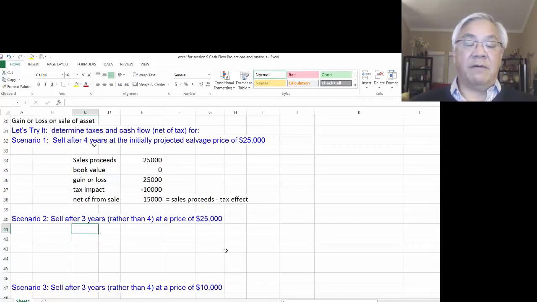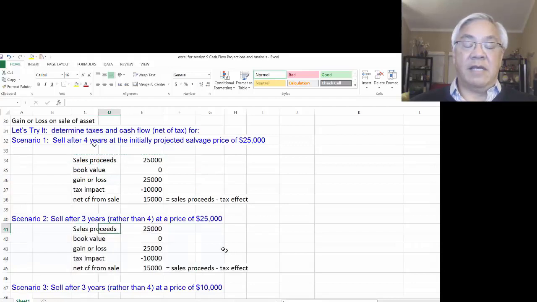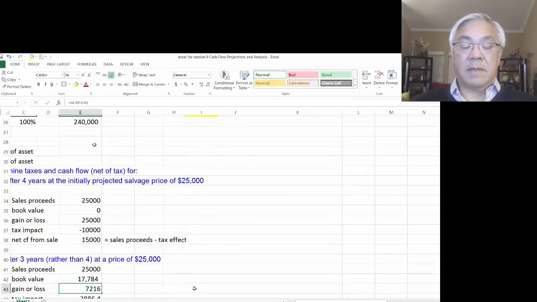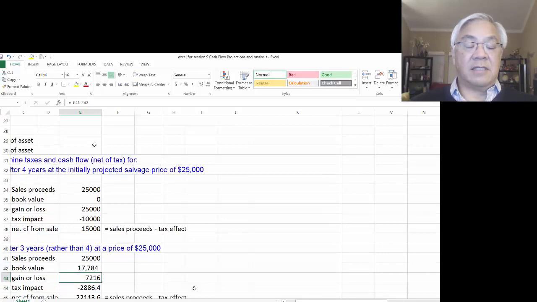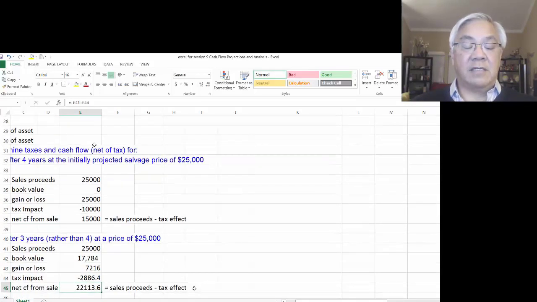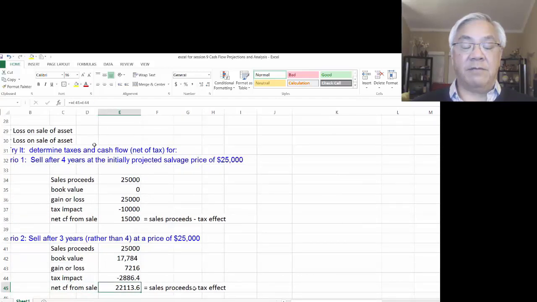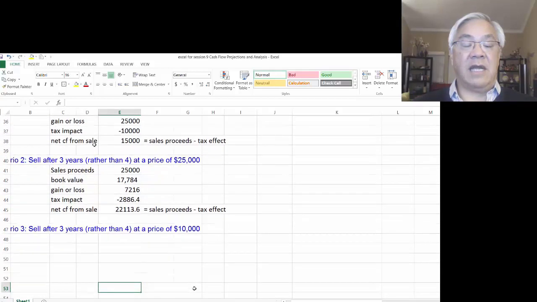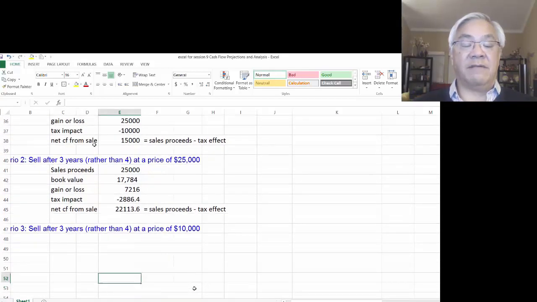Here we'll use the same approach. So the sales proceeds are still 25, but now we have a different book value. The gain or loss is still a gain of 7,000. The tax impact is 40%. So the net after-tax cash flow is 25,000 minus the taxes, and that comes to 22,113. And last, we sell it after 3 years at a price of 10,000.